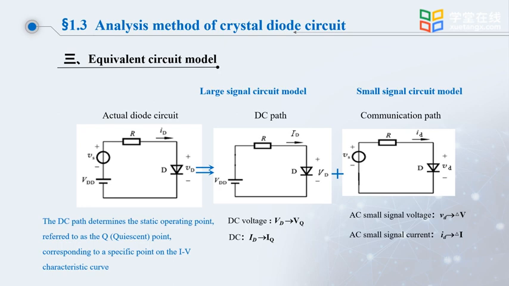Then, if we short circuit the DC power supply VDD and keep Vs, only Vs will supply power in the circuit, and the circuit becomes its AC path. In the AC path, we can solve for the AC signal vd and id of the diode. This is called AC analysis.